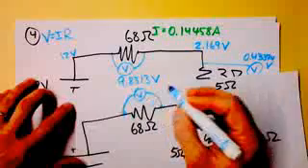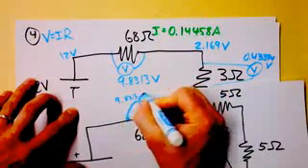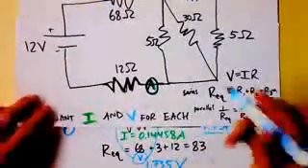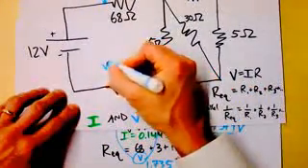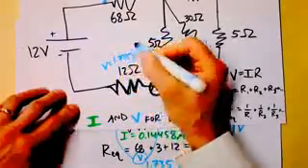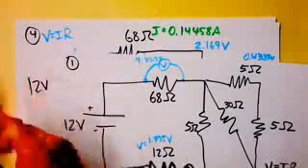So I know that the voltage here is 9.8313. That's the voltage drop across that resistor. And I know the voltage drop across this resistor down here. This voltage is 1.735 volts. And I also know the current through each of these resistors.